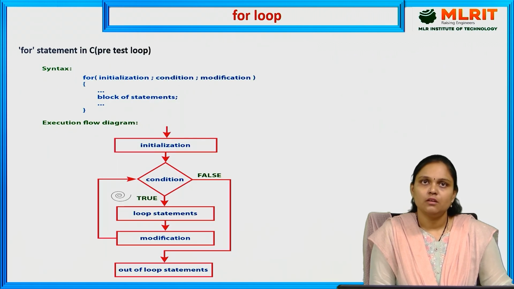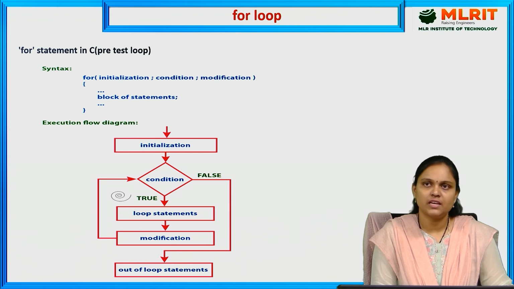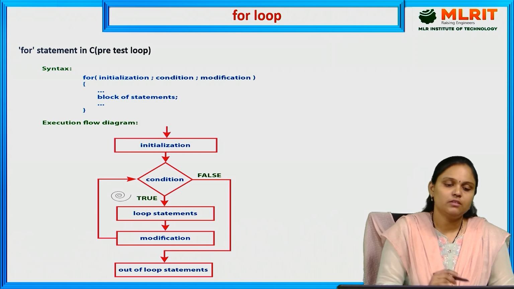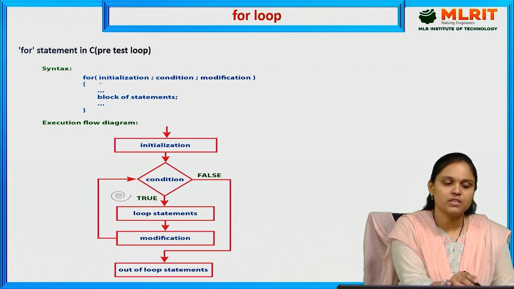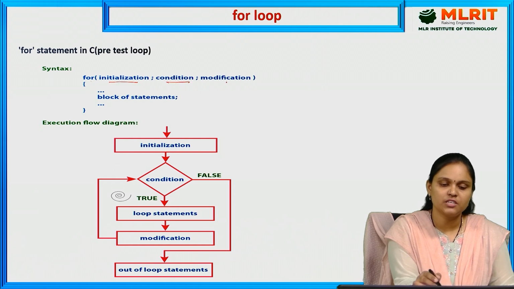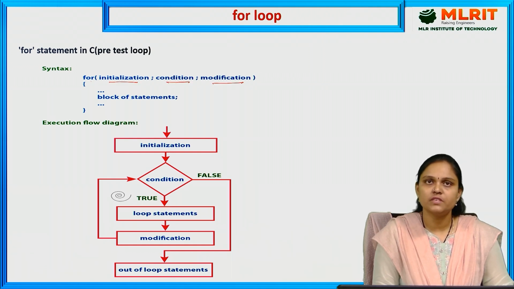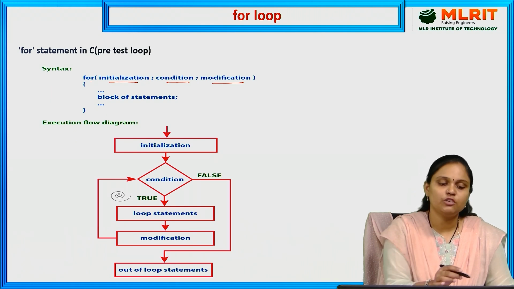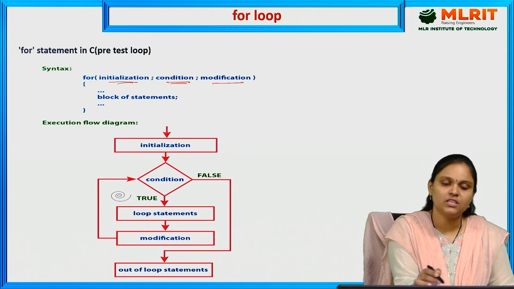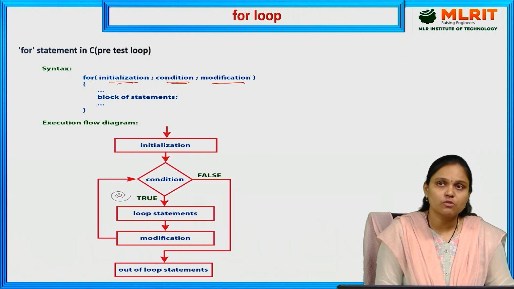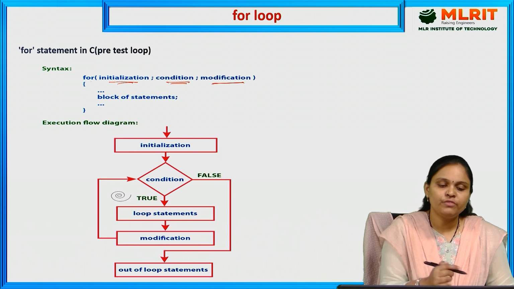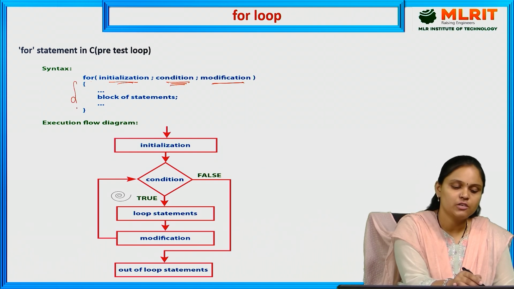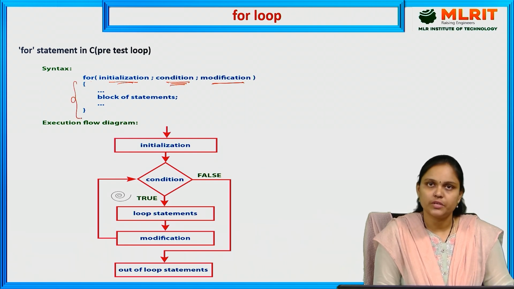So next is a for loop. For is the same as while, but with syntax differences. The syntax of for is: for (initialization; condition; modification). In for we have 3 sections, whereas in while we have only 1 section, that is the condition section. We need to initialize the value, write the condition, and also do the modification of the initialized value. If this condition is true, whatever block of statements you have given will get executed.